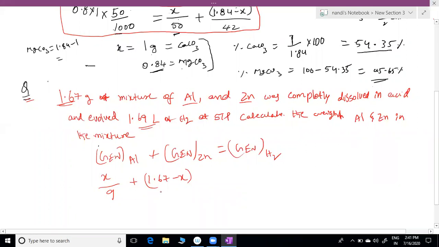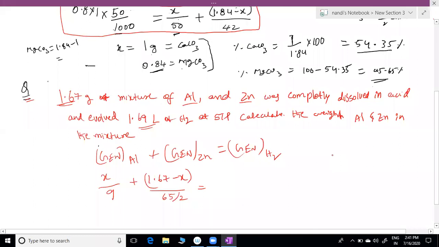Zinc equivalent weight is 65 by 2, sir. Equal. Here, how much volume is given? 1.69. If you are taking the number of moles, you have to divide by 22.4 liters. Already given, n, the number of moles, equals V liters by 22.4 liters. This is the number of moles.